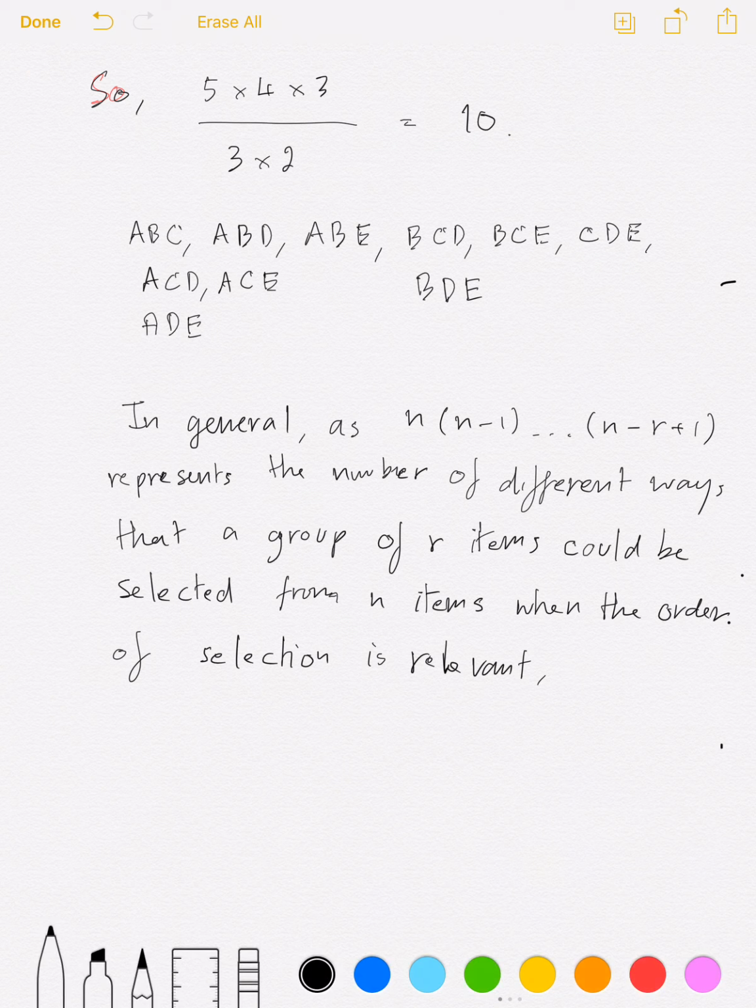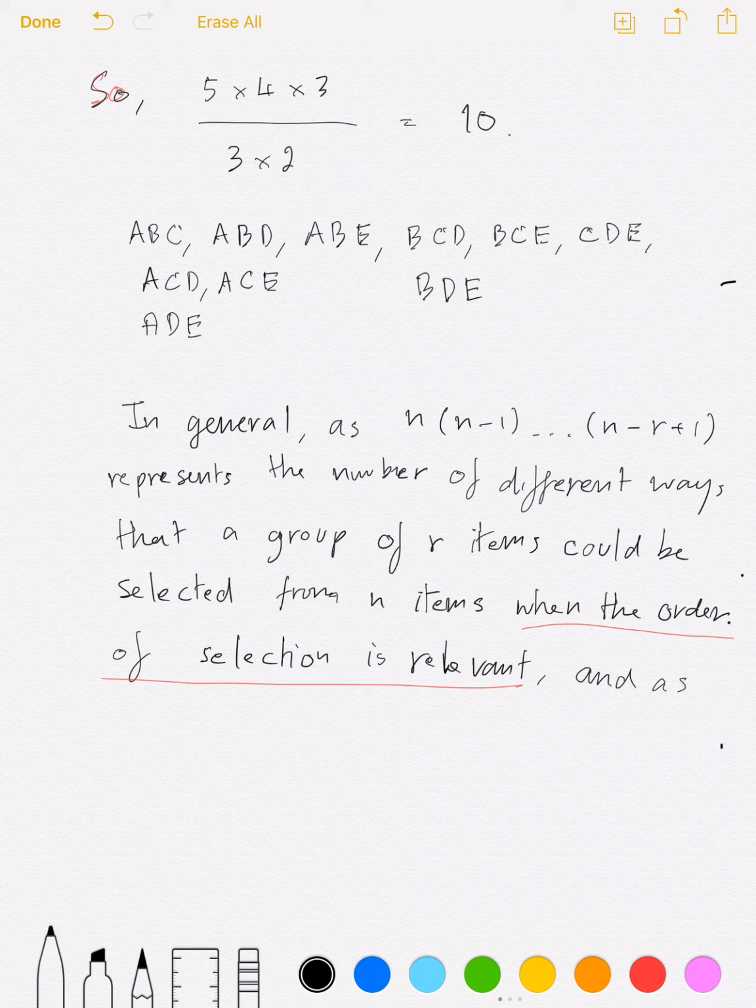Okay, so let me highlight when the order of selection is relevant. But if we don't care about the order of the selections, then you have to divide by how many ways those selections can align among themselves, like in this case. So, right, keep continuing, right?